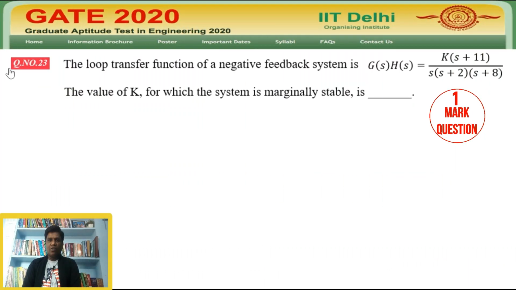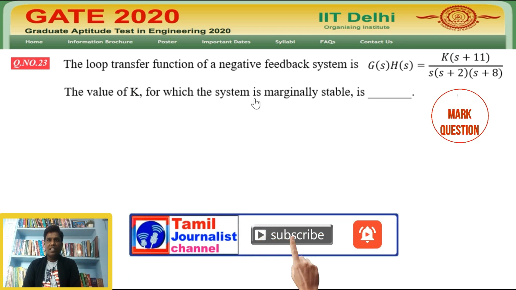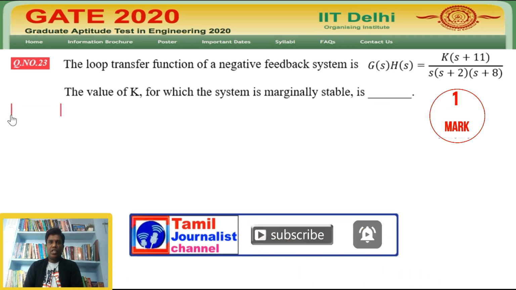Next, we look at the second question. This is the 23rd question of the GATE exam 2020 for the EC department, question paper of the control system subject. The question is: the loop transfer function of a negative feedback system is G(s)H(s) = K(s + 11) / (s(s + 2)(s + 8)). The value of K for which the system is marginally stable is dash, which means, for what value of K is the system marginally stable? That is the question.